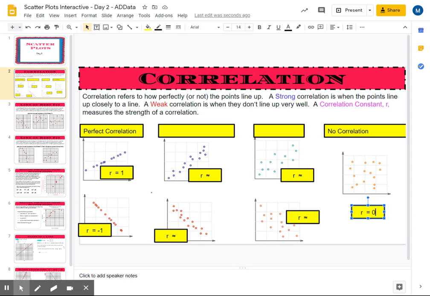And we're not measuring a slope. All we're doing is trying to assess how closely the little dots line up to make a perfect line.